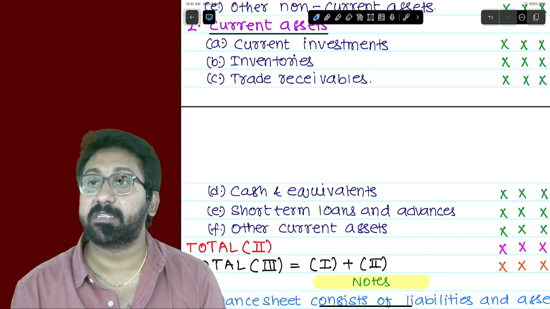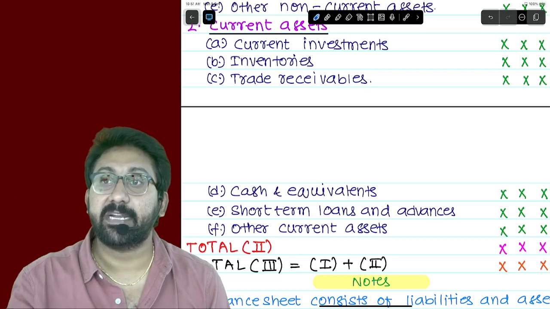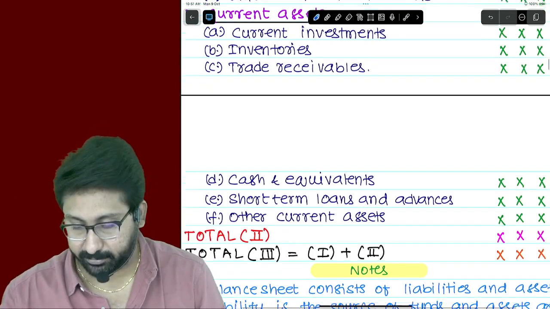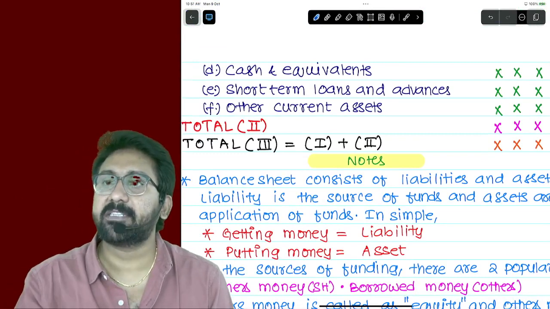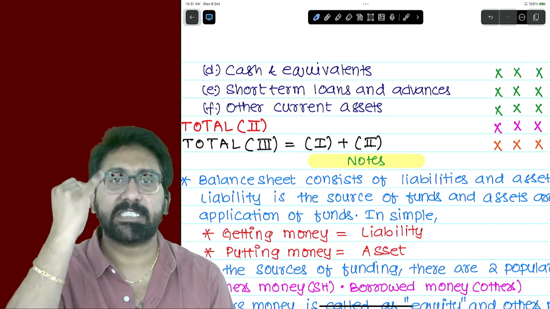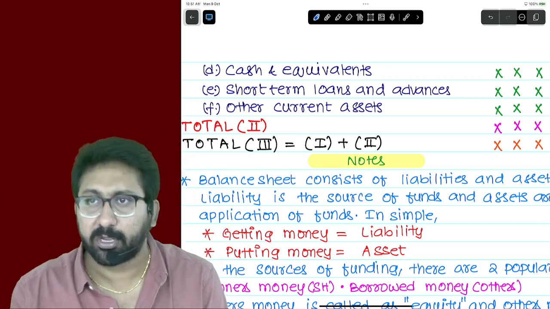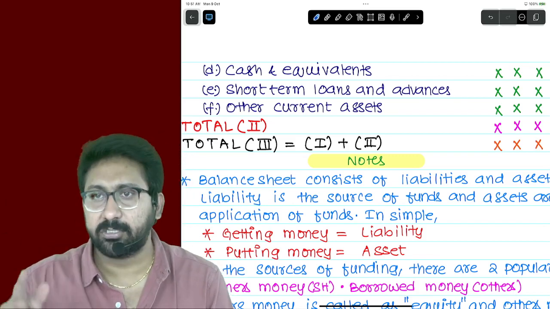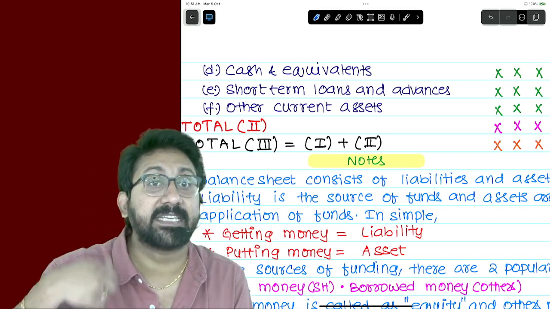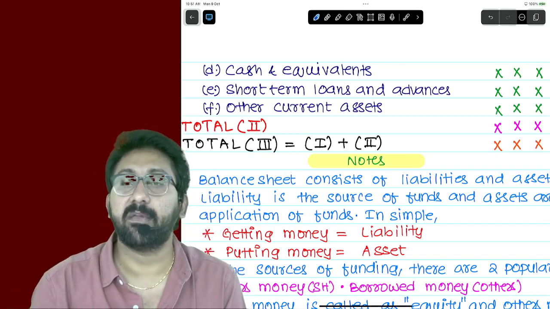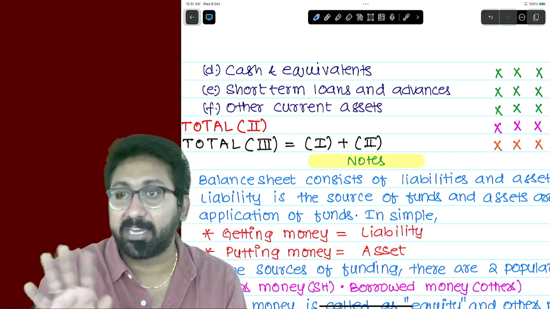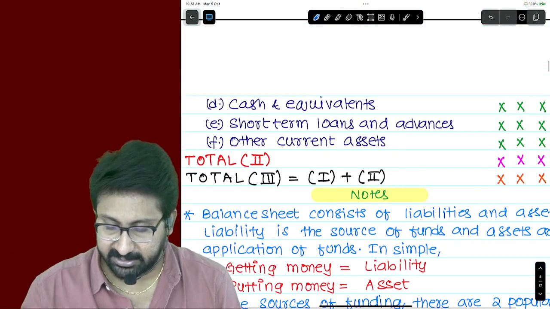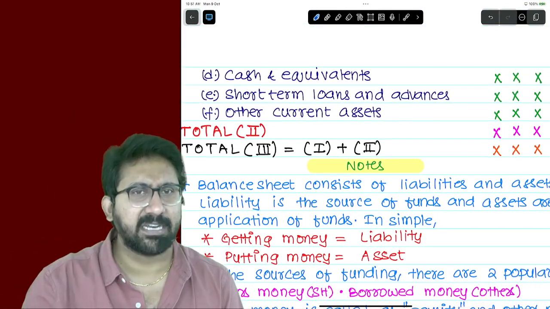Next one, what is the third one? Trade receivables. This is popularly called debtors in your normal accounting system. Next one, cash and equivalents. Cash, cheques, bills, all these put together will be called cash and equivalents. What is the next one? Short-term loans and advances. Is this loan and advance given or taken? Everyone? Given loan, not taken loan. Taken loan comes under liability. Given loan comes under assets. Next one, last one. Other current assets, anything if you find.